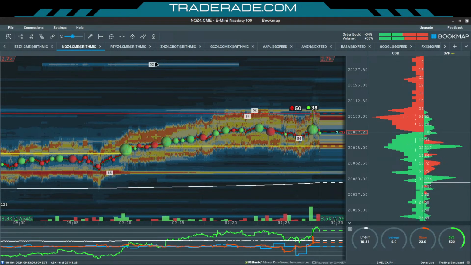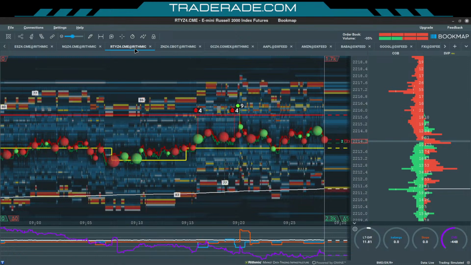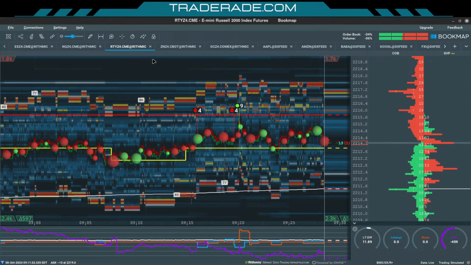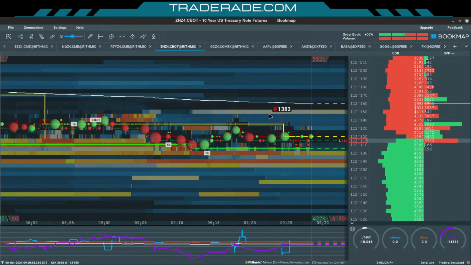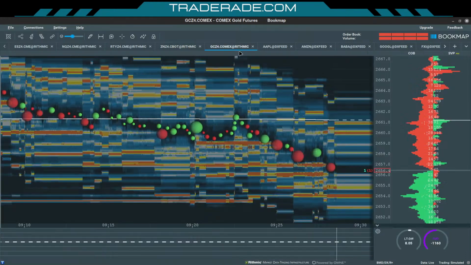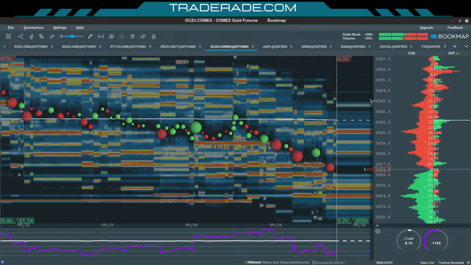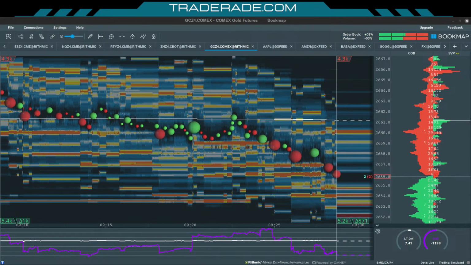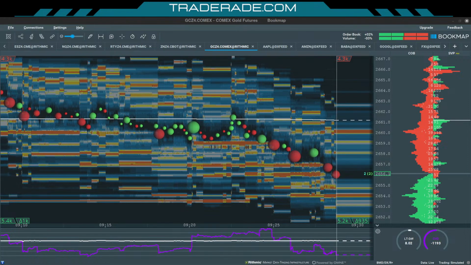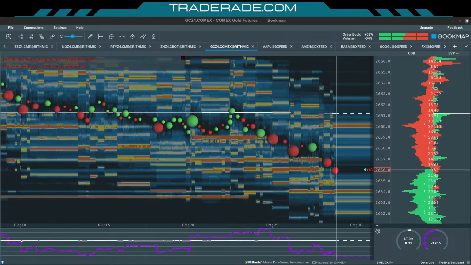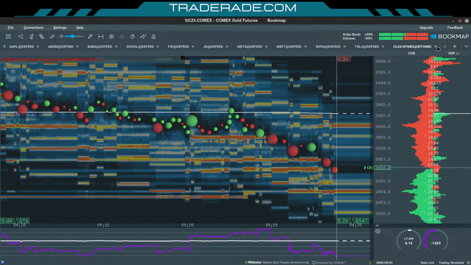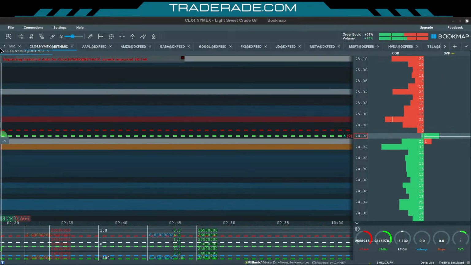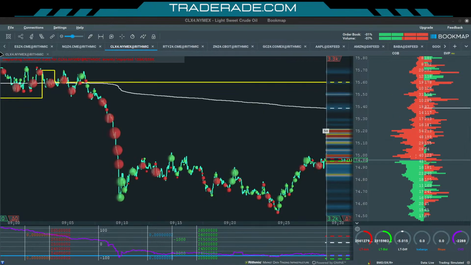NASDAQ's got a bit of a bid over the last 15 minutes. Russell 2000 does as well, just starting to build above that point of control. And rates pretty much steady here, seeing some iceberg selling. And finally, we've got gold here starting to move even further to the downside. And I'm just going to bring crude on screen here. I need to clean up the chart, so give me a moment.